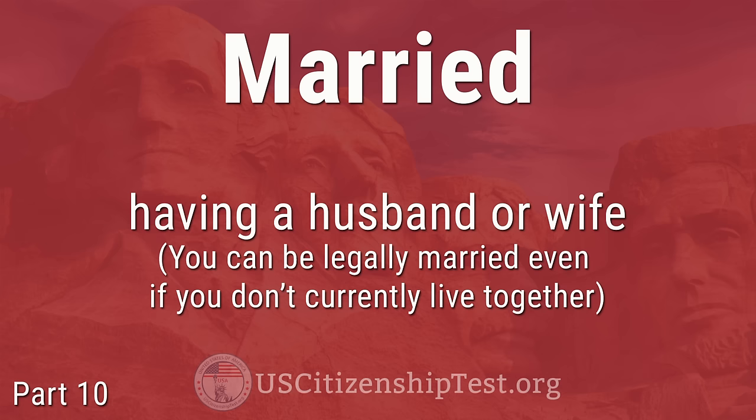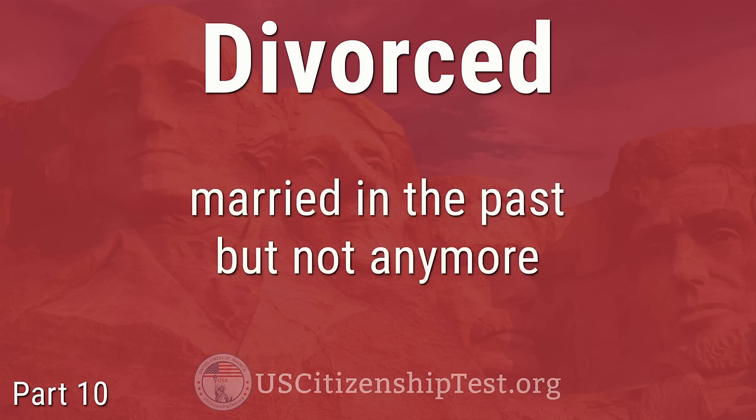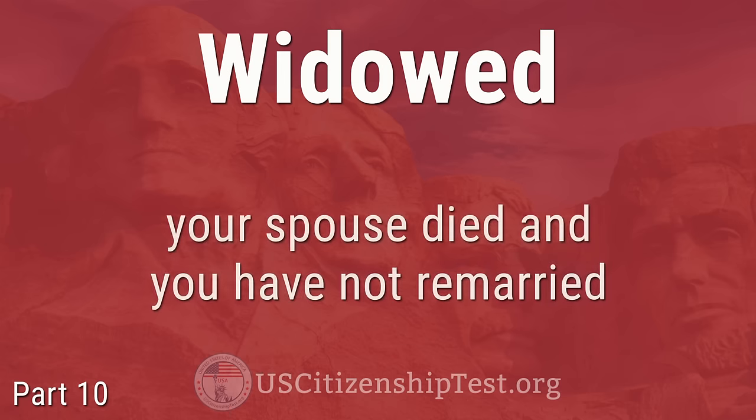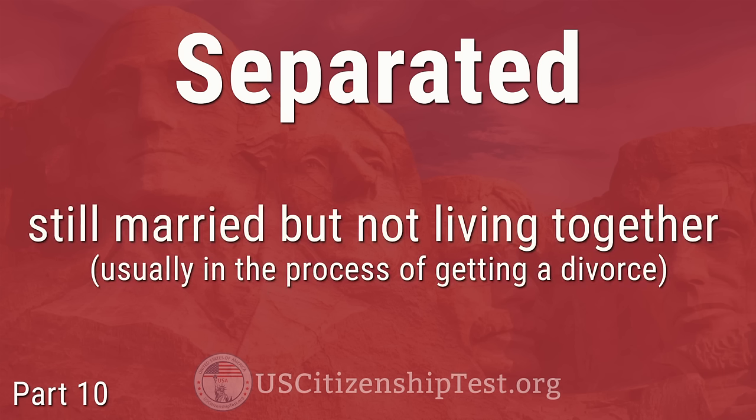You can be legally married even if you don't currently live together. Divorced: married in the past but not anymore. Widowed: your spouse died and you have not remarried. Separated: still married but not living together. Usually in the process of getting a divorce.